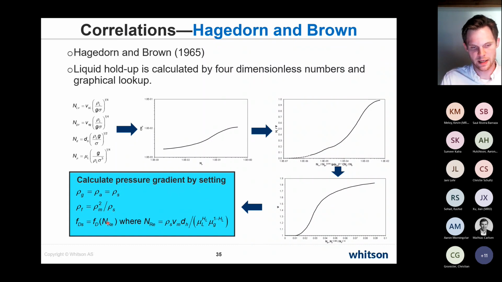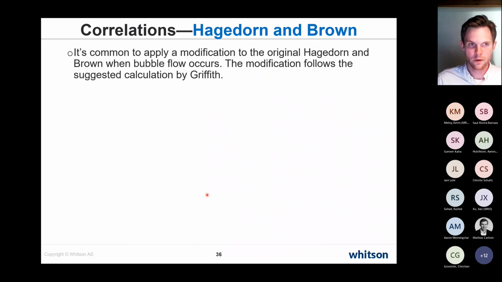And the friction factor is computed with a Moody diagram, or an equation equivalent of the Moody diagram, with a Reynolds number defined like this, a geometrical averaging of the viscosities with the liquid holdup.